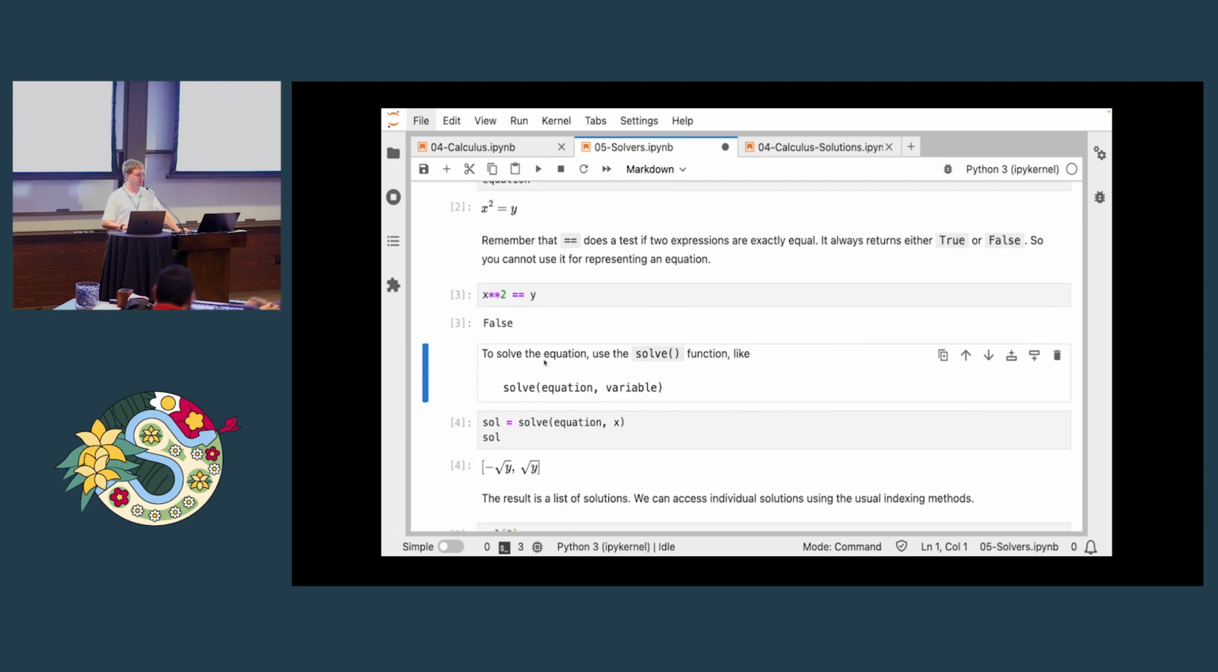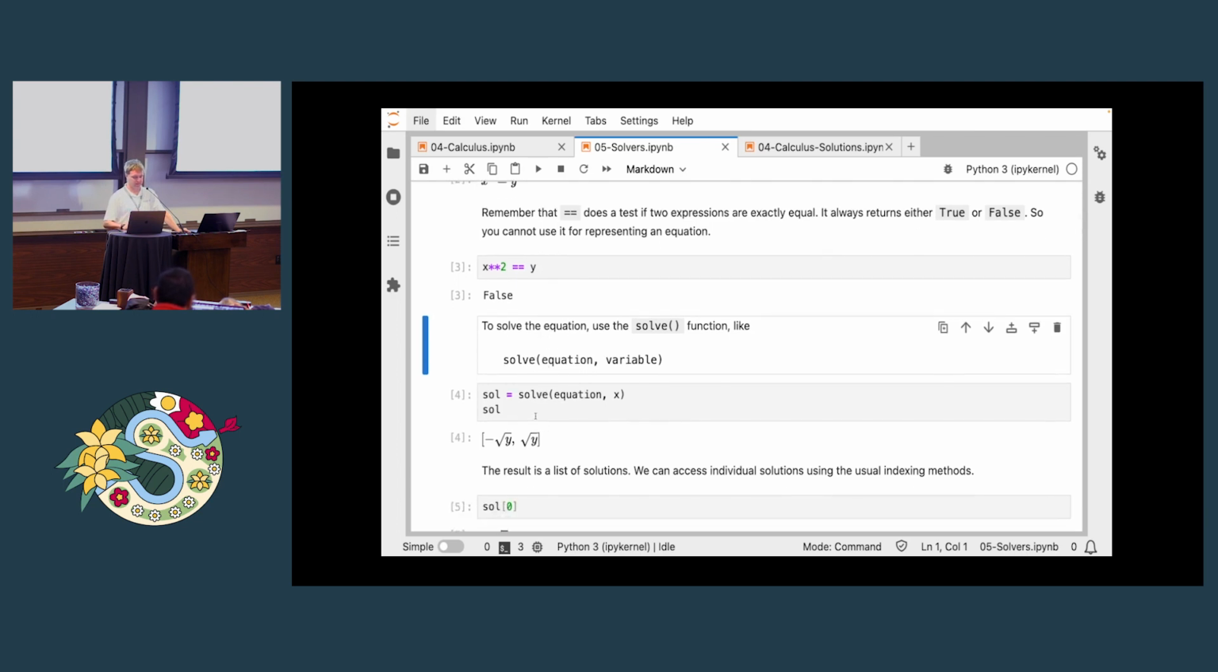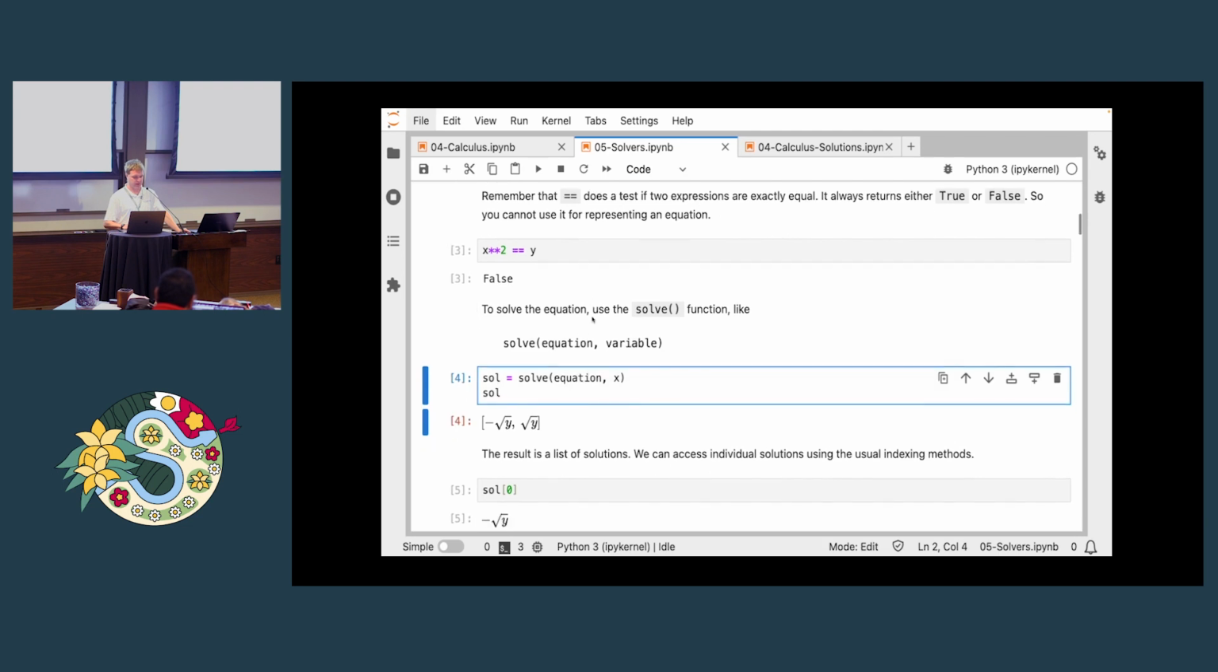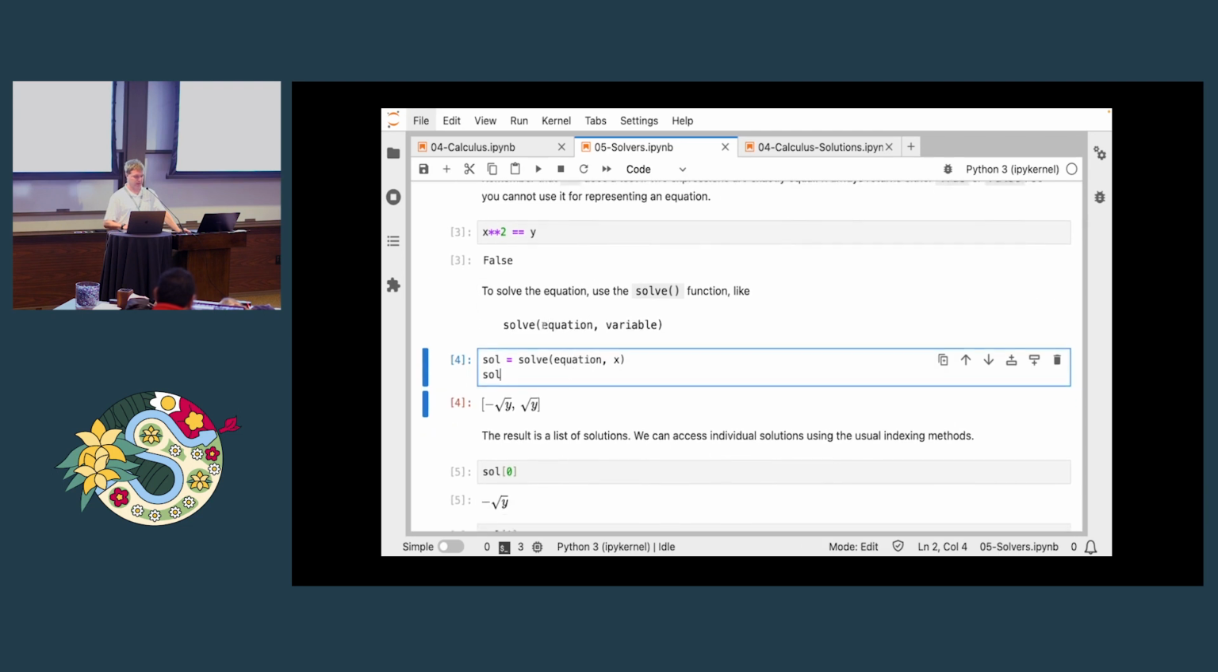To solve an equation, by solve in SymPy we mean to isolate a variable in an equation. To do that, use the solve function to solve an algebraic equation. So you just pass the equation and then the variable. And solve will return a list.